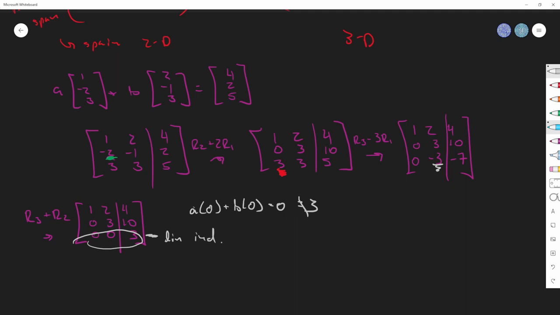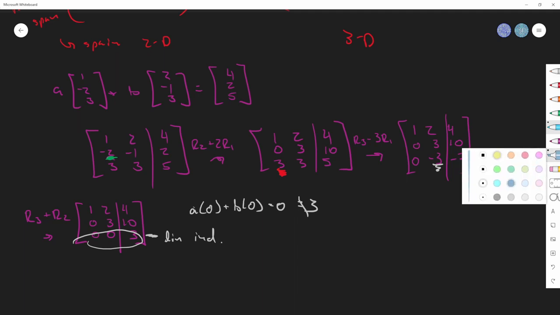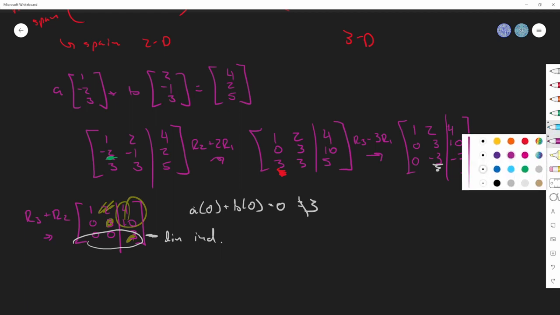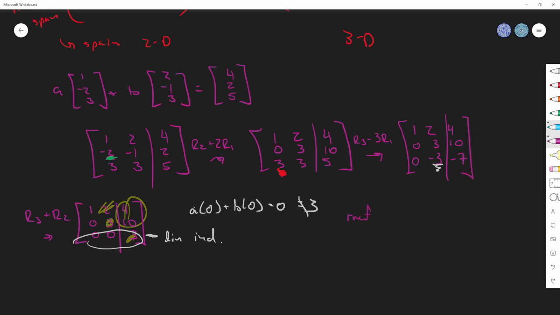And then we basically have 3 pivots as well, because you can use this 3 to get rid of this 2, and then we can use this 3 to get rid of the 4 and the 10. Just to put it in row reduced echelon form, we're just gonna get 1 0 0, 0 1 0, 0 0 1, and now we can perfectly see that each vector is independent from each other.